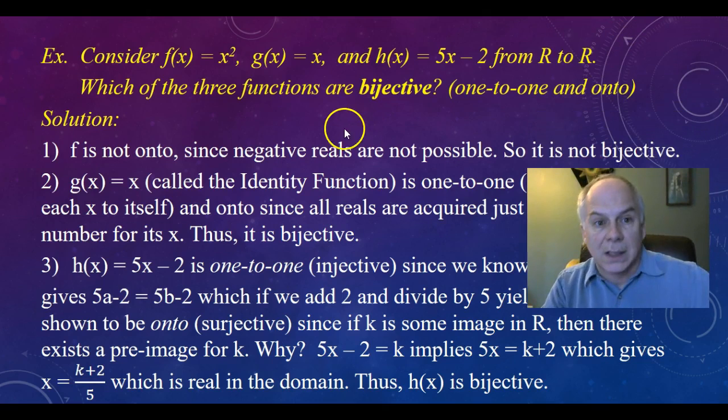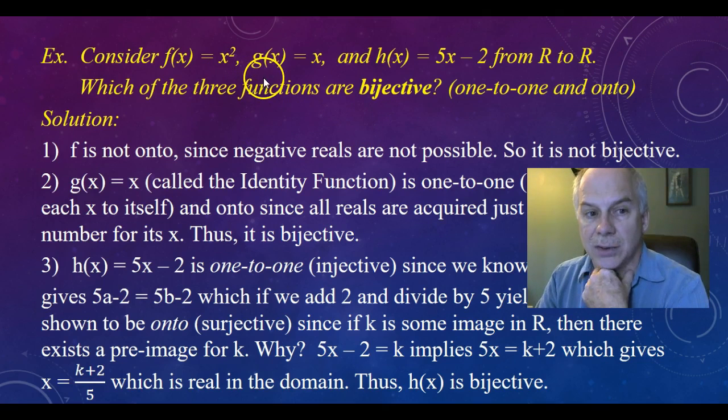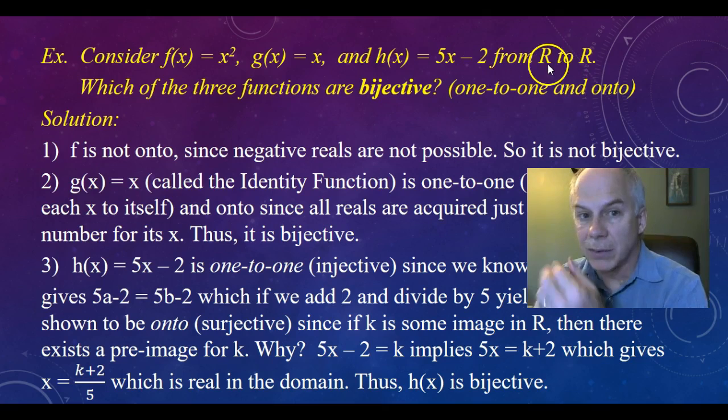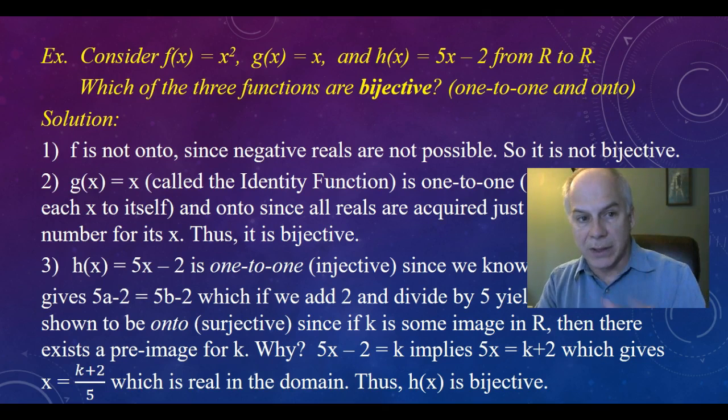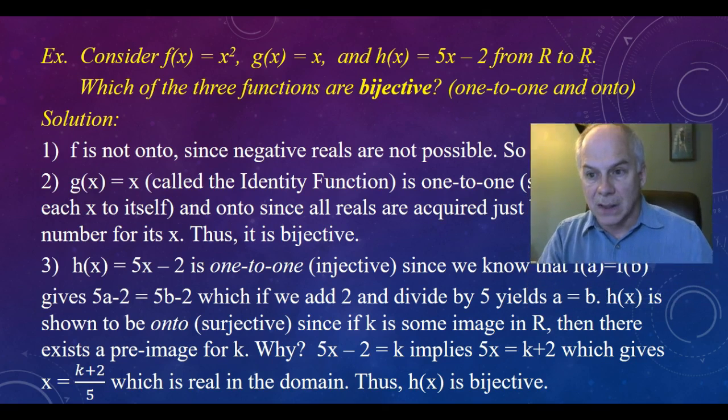All right. Now consider f of x equals x squared, g of x equals x, and h of x equals 5x minus 2 from the real numbers to the real numbers. Okay? So I asked the question, which of the three functions are bijective? Which means, of course, 1 to 1 and onto. So let's look at that.